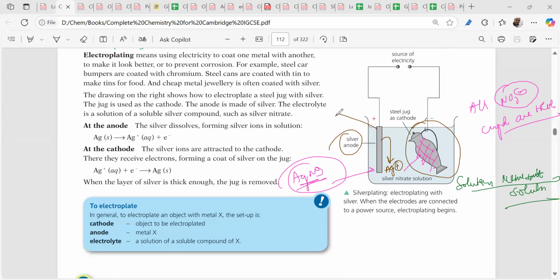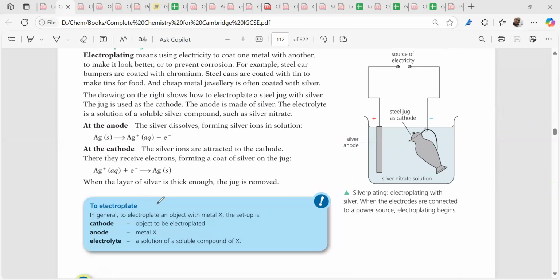And what happens? We have to replace this silver, right? So this is a very important part, right? The object to be electroplated, you take at the cathode. At the anode, we have to take the metal, and as electrolyte, we have to take the salt solution, right? Is it clear? You get my point? So that's a very important part we have to nurture, right? Do you have any questions?